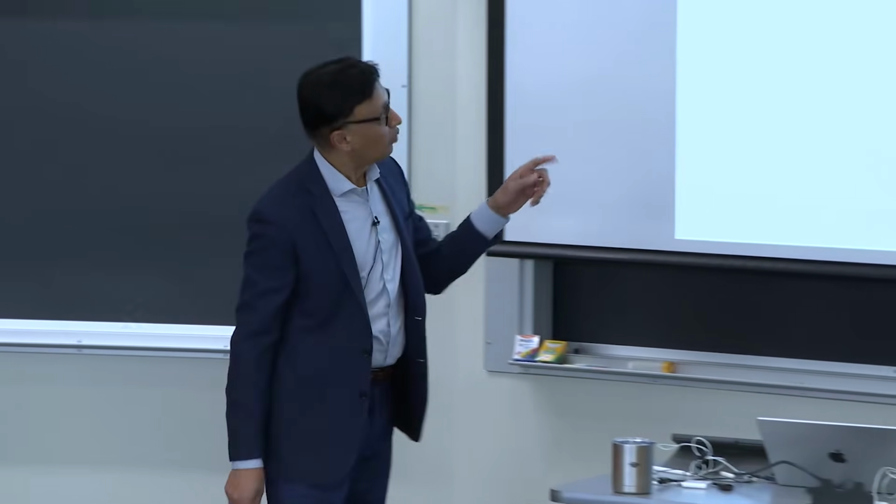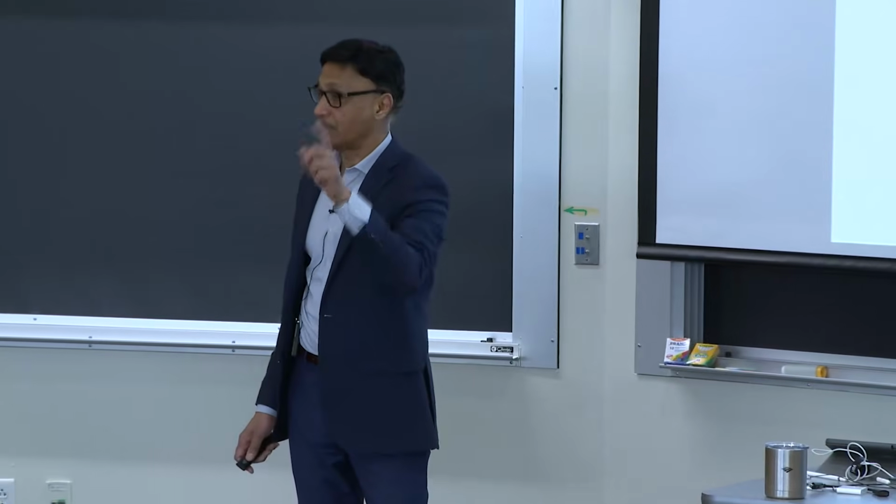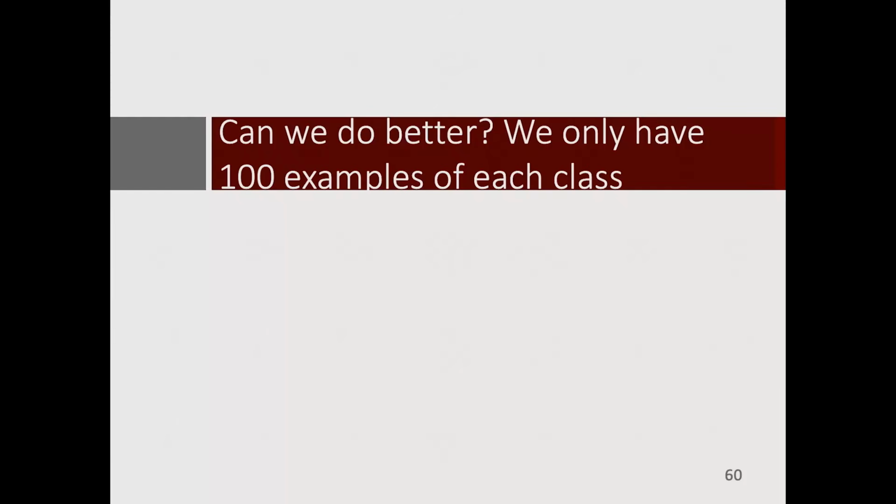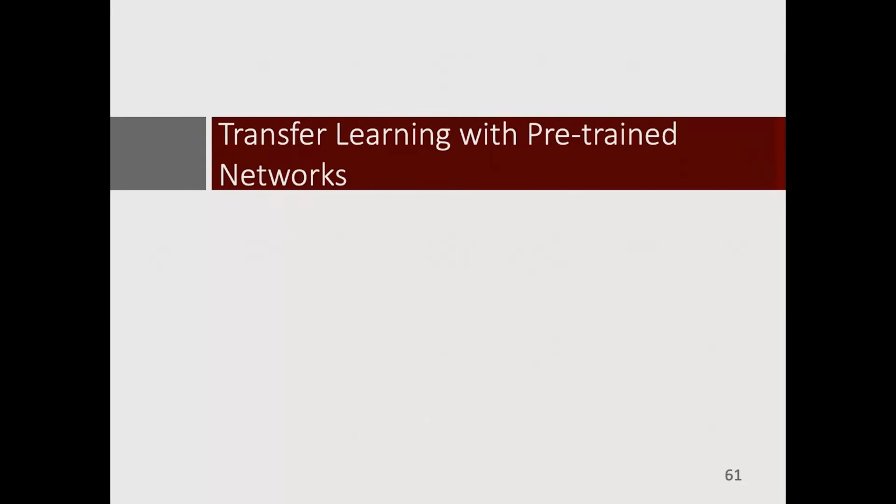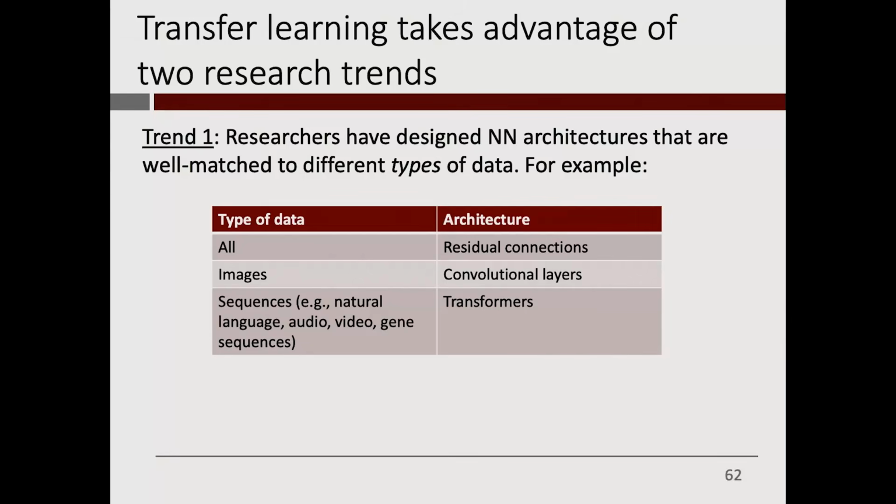So we'll go back to see how well it did, but the question is, whatever it did, we built it from scratch, so can we do better than that? Because we only have 100 examples of each class, which brings us to something very cool and very powerful called transfer learning. The key thing is there are two research trends going on that we take advantage of.